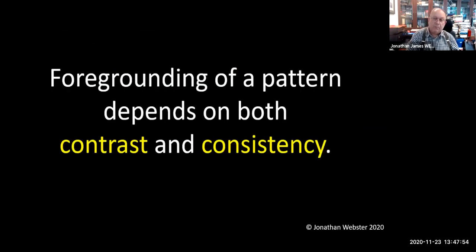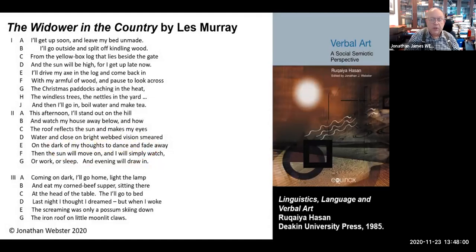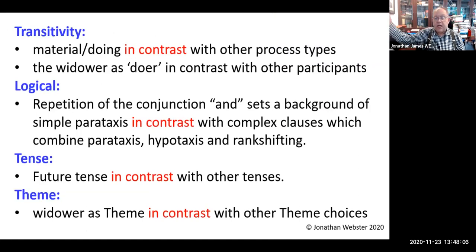Foregrounding of a pattern depends on both contrast and consistency. In contrast, remember Les Murray's poem, The Widower in the Country, and Hasan's analysis of it. She identified doing in contrast to all the other process types. The widower is the doer in contrast with other participants. The repetition of the conjunction and sets a background of simple parataxis in contrast with more complex clauses which combine parataxis, hypotaxis, and rank shifting. The future tense in contrast with other tenses. The widower in theme position in contrast with other things in theme position. All of these contrasts.